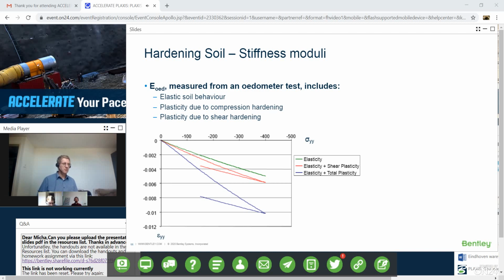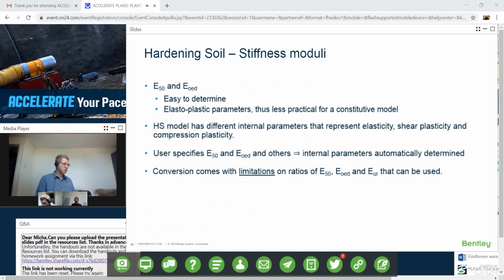Those ratios may change a bit depending especially on your elastic stiffness, but there is some shearing going on as well. So I have two tests, and in two tests, I get two test results that give me two different stiffness parameters, E50 and E odometer. But both the parameters are actually based on a little bit of shearing, a little bit of compression, and a little bit of elasticity. Now, that is, of course, all very nice, but it's not so handy to have this in a mathematical model, because in a mathematical model, I would prefer to have one parameter for elasticity, one for shear plasticity, and one for compression plasticity.